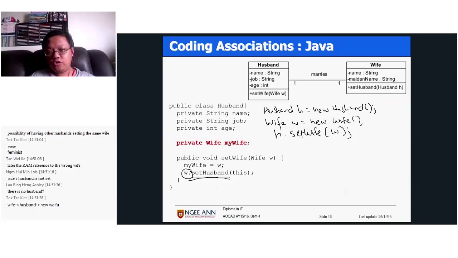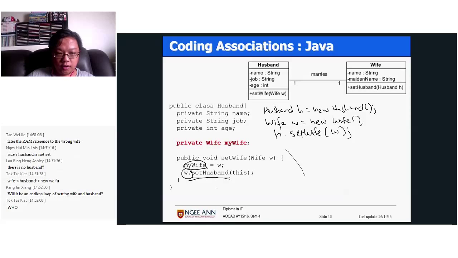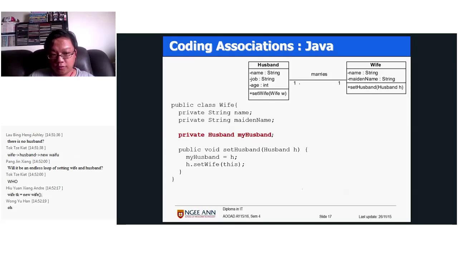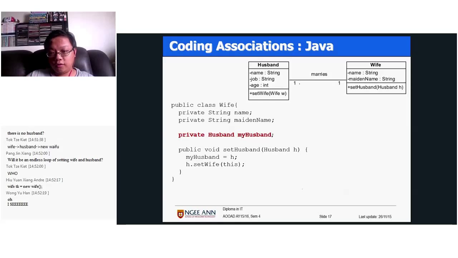So tell you what, let's trace this. When I do H dot setWife W, what will happen is that I will set the myWife attribute of the husband H. Yes, I think Jin has got it. So I will set the myWife attribute to be W. Then I say W, please set husband to myself. Then when I go back to setHusband, you will set the husband to H, and then you set the wife again. So what you end up with is an infinite loop.